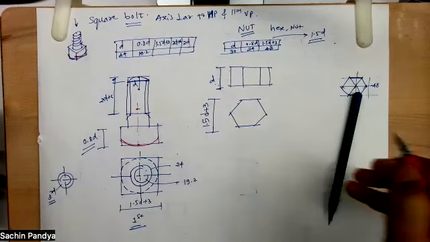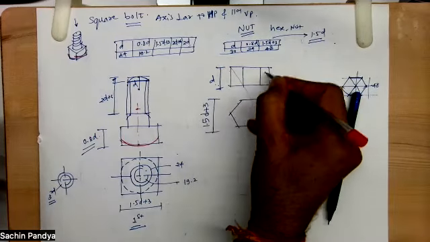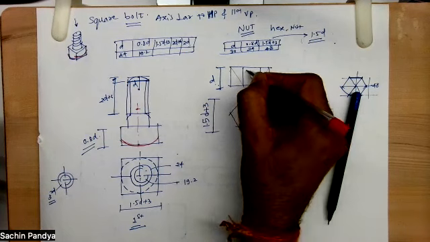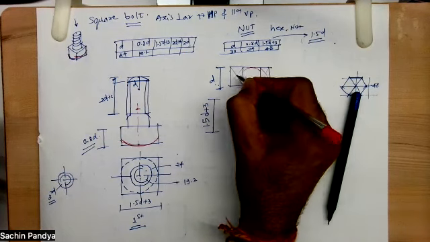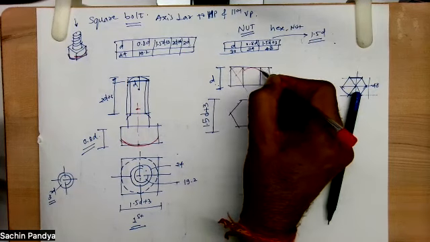Now in this again, we'll do the same thing. We'll draw 60 degree from here and 60 degree from here. Wherever it will cut, from there we'll draw arc. Again, you'll draw 60 degree from here, 60 degree from here, wherever it cuts, we'll draw arc.